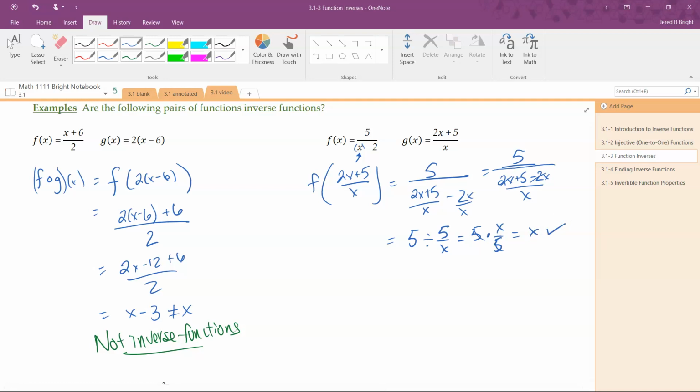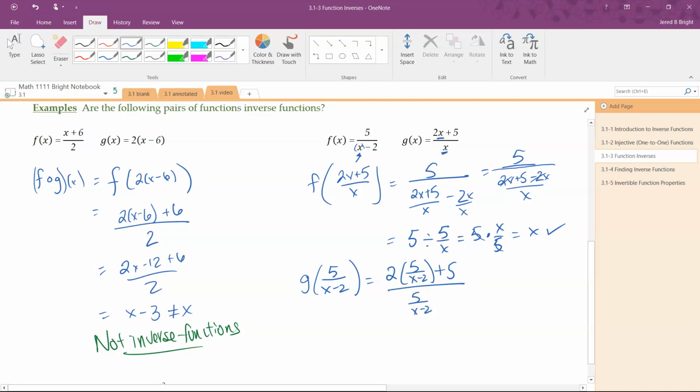I need to do the other composition, or the composition in the other order. Okay, so this is good, but I also do need to do into g, I need to insert the f function. Okay, 5 over x minus 2. And so I'm going to insert that for both occurrences of x. So I have 2, and then 5 over x minus 2, plus 5, all over, and then it'll be 5 over x minus 2.